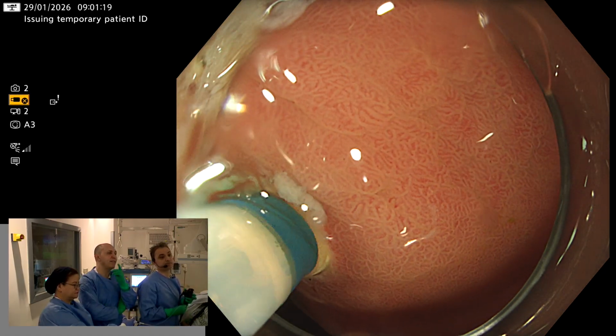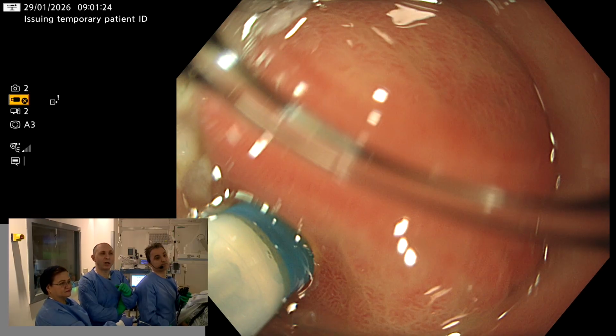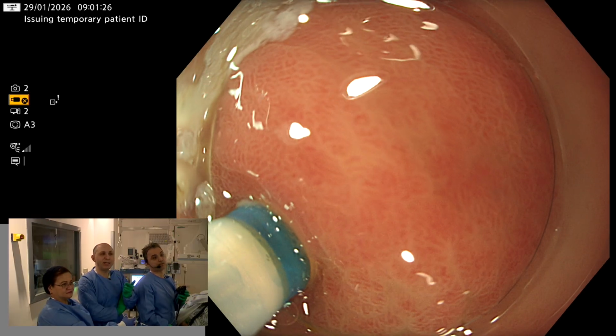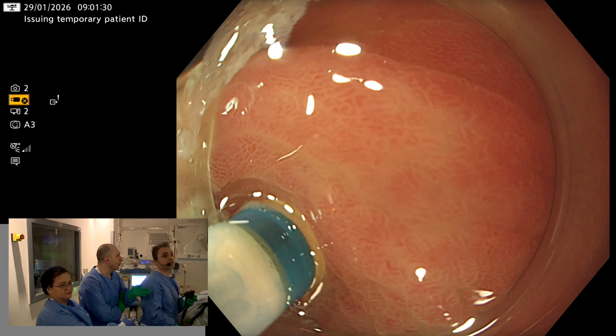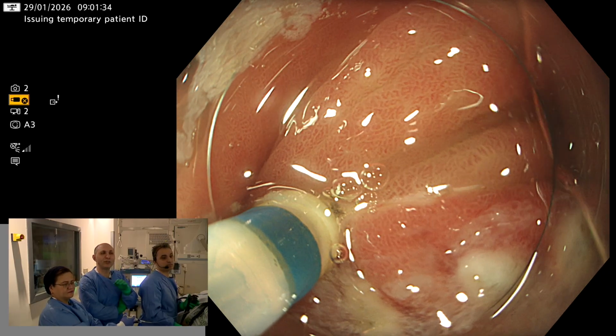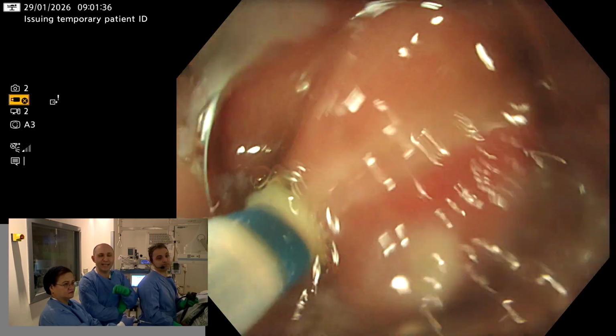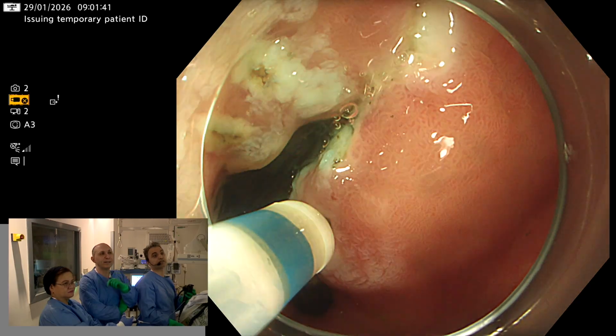So we could summarize here that first we need to know the size of the lesion in the stomach. The second thing, if the lesion is ulcerated, yes or no. The third thing, whether it is a poorly differentiated or well-differentiated lesion. From these criteria, we could decide to go for ESD, yes or no, in case of early gastric cancer. But in our case, yes, please.